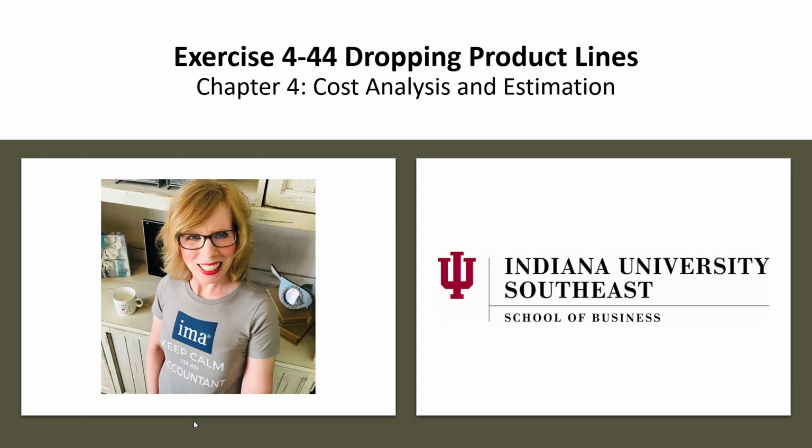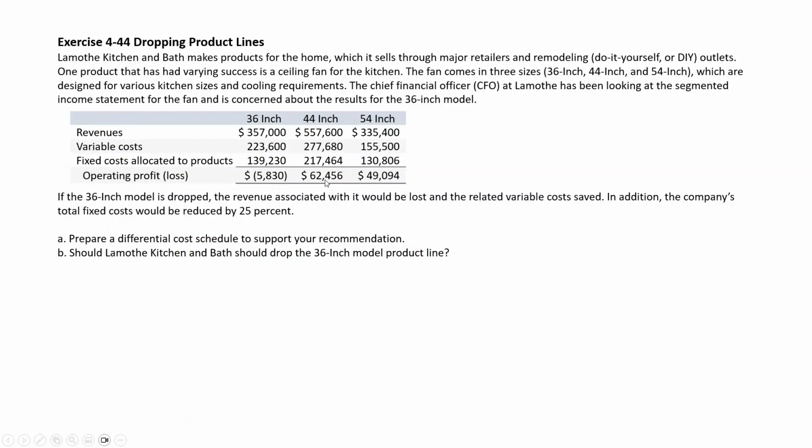In this video, I'm going to contemplate dropping a product line. We're a company that produces 3 different types of ceiling fans, 36-inch, 44-inch, and 54 inches. And right now, according to our analysis, the 44-inch and 54-inch are profitable, but our 36-inch is showing a loss of $5,830. So we're contemplating whether or not we're going to drop that.